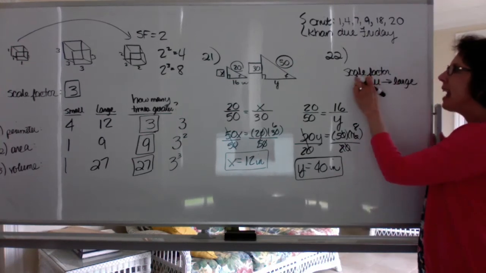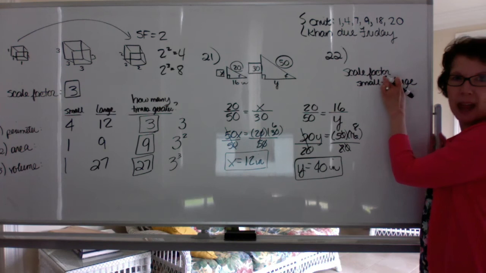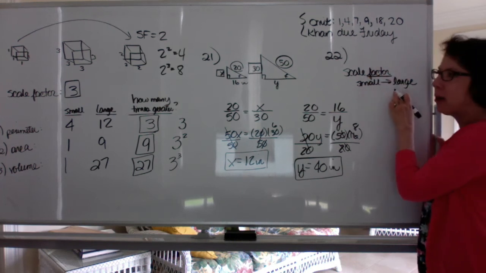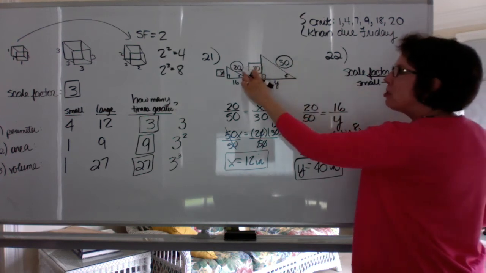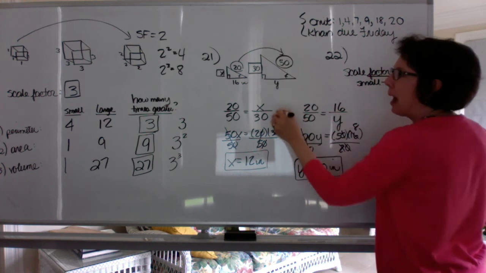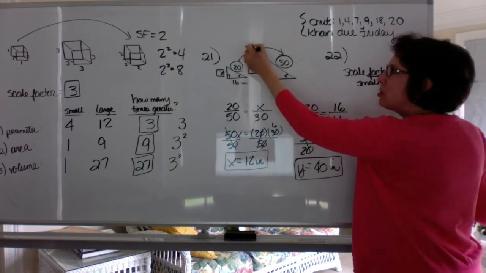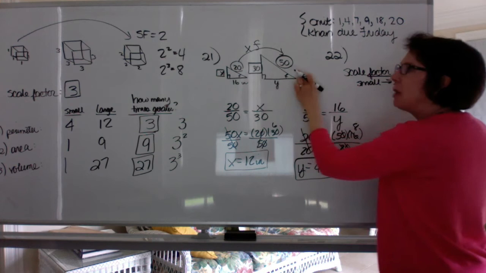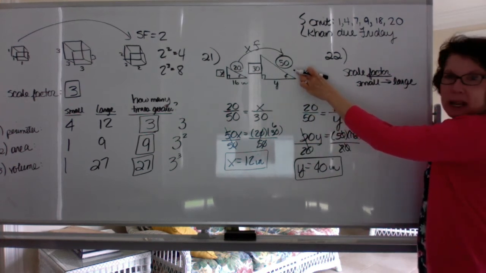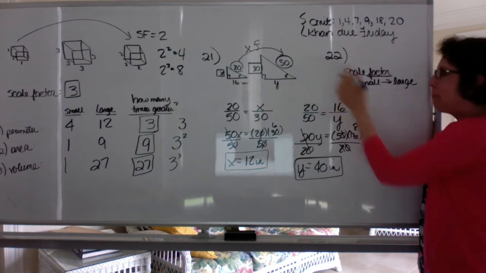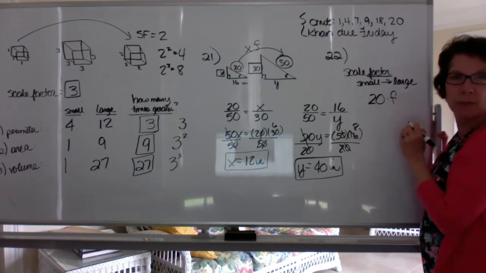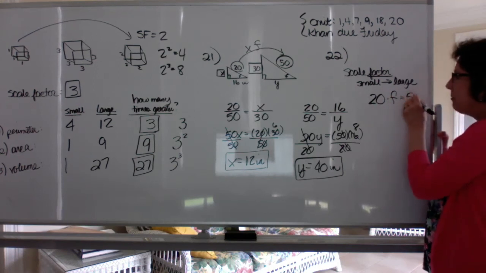What is the scale factor? Ooh, the scale factor from the small to the large triangle. Okay, so let's use the 20 and the 50. A factor is something we multiply. So 20 times what factor will give me 50? 20 times what factor equals 50? Now let's write an equation for that. 20 times what factor equals 50?